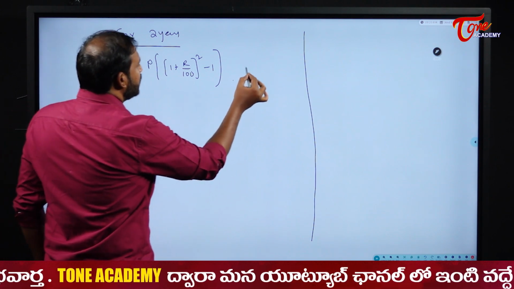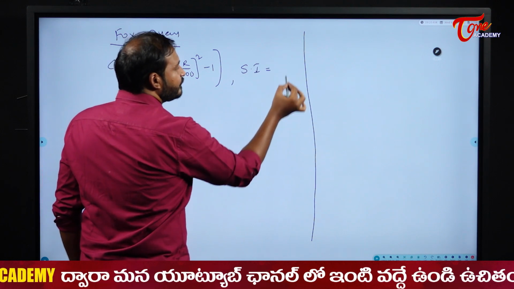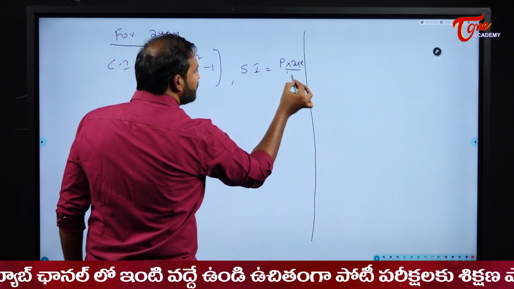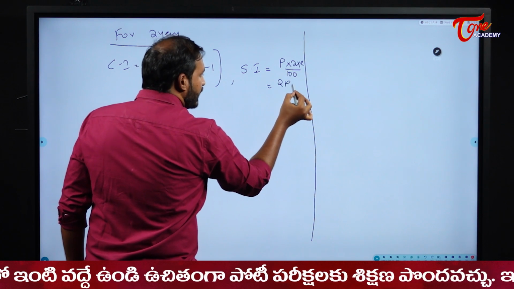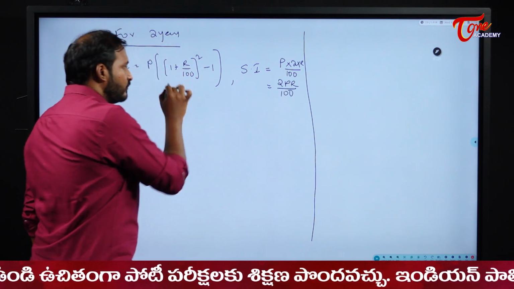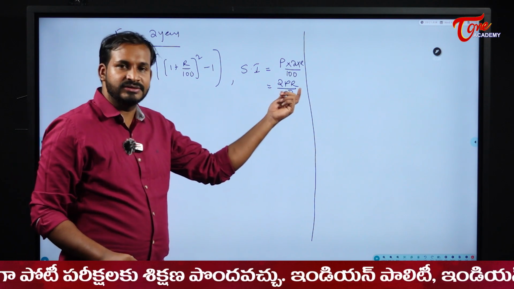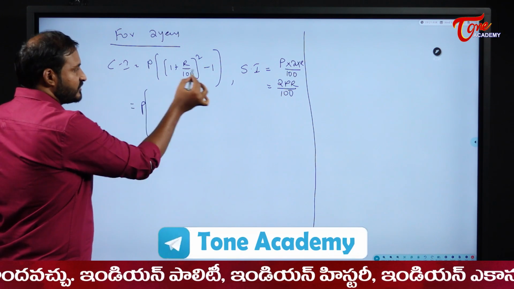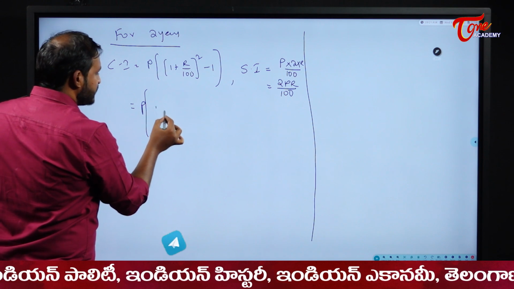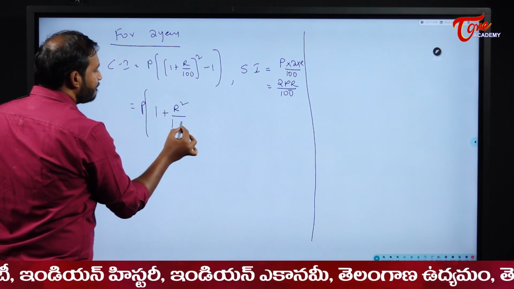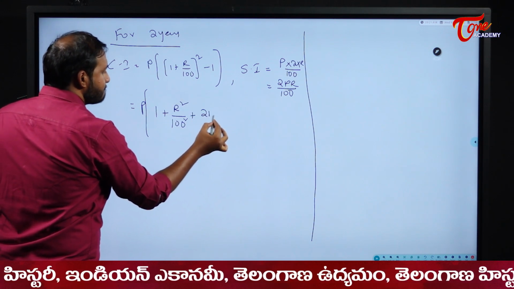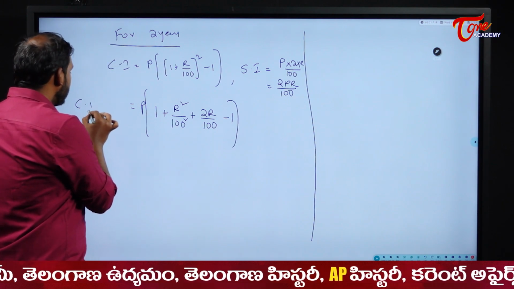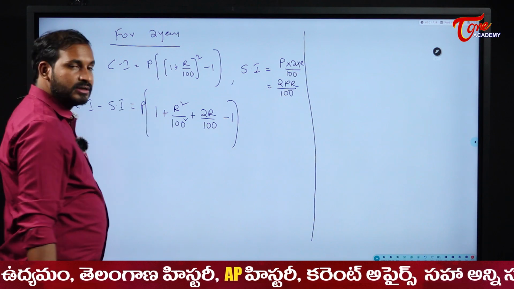Okay, now what will be the simple interest for 2 years? P into time period is 2 and R is R for time being. This will become what, students? 2PR by 100. The compound interest for 2 years is this one, and the simple interest for 2 years is this one. Now, when you solve this one, what you will get? P into, expand this one, students, a square plus b square plus 2ab, minus 1.